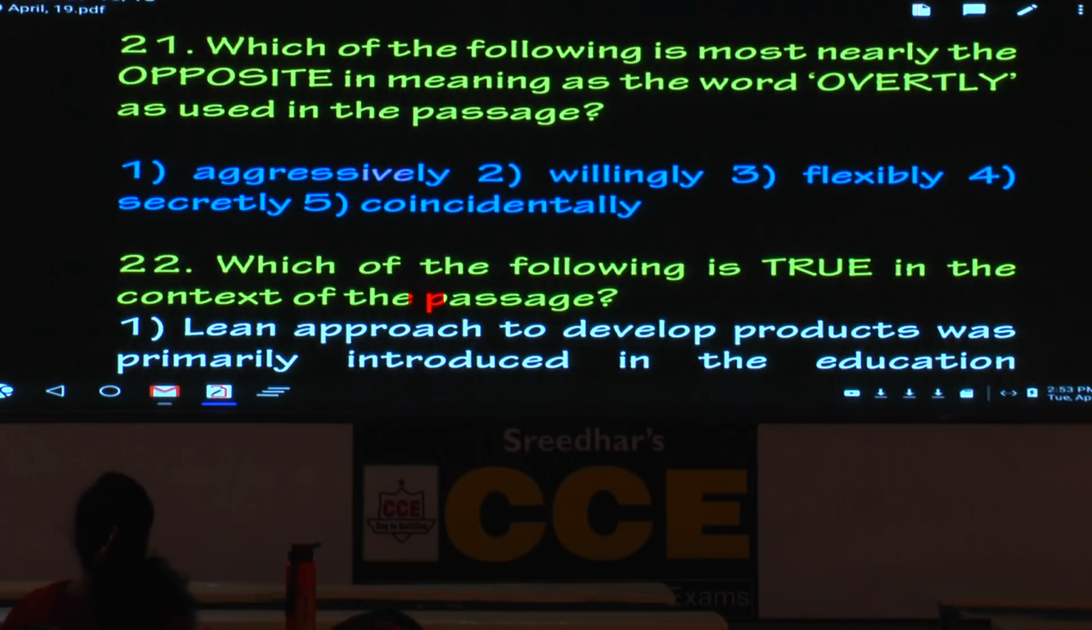Now, does he want similar or opposite? First, overt means what? Open, deliberate. Please write words like open. Also write deliberate, deliberate, open. And the opposite: aggressively, not correct, willingly, flexibly, secretly, coincidentally. So open, what is the opposite? Fourth option, secretly.